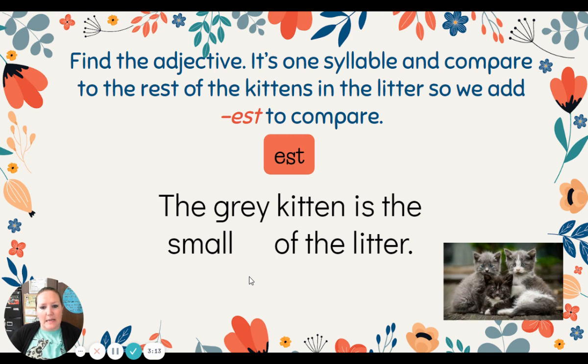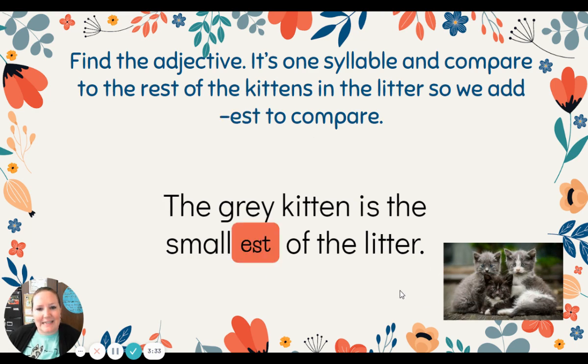Let's find the adjective in this sentence. The gray kitten is the small of the litter. A litter is a group of kittens. So I see the adjective, in this case small. I know that it is 1 syllable, and comparing that kitten to the rest of the kittens, we can add EST to compare. The gray kitten is the smallest of the litter.